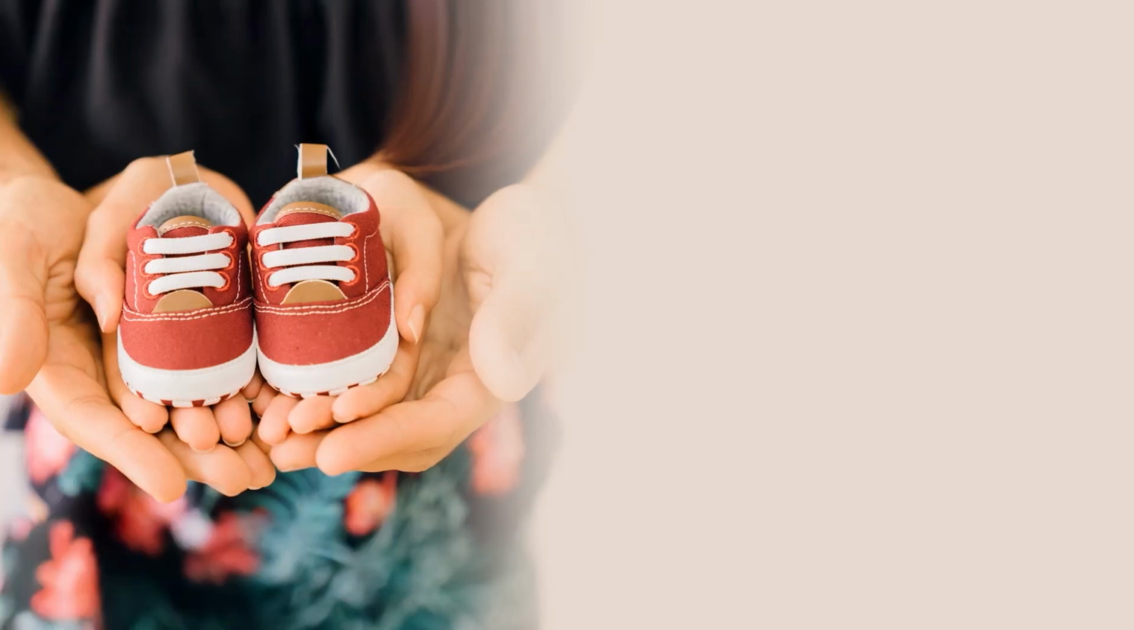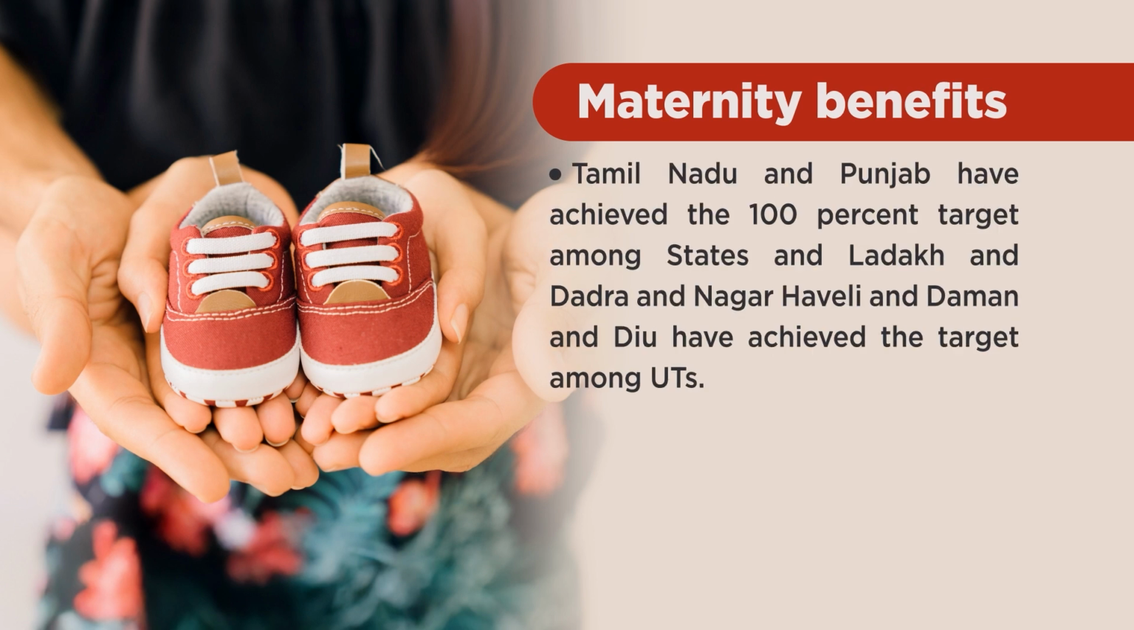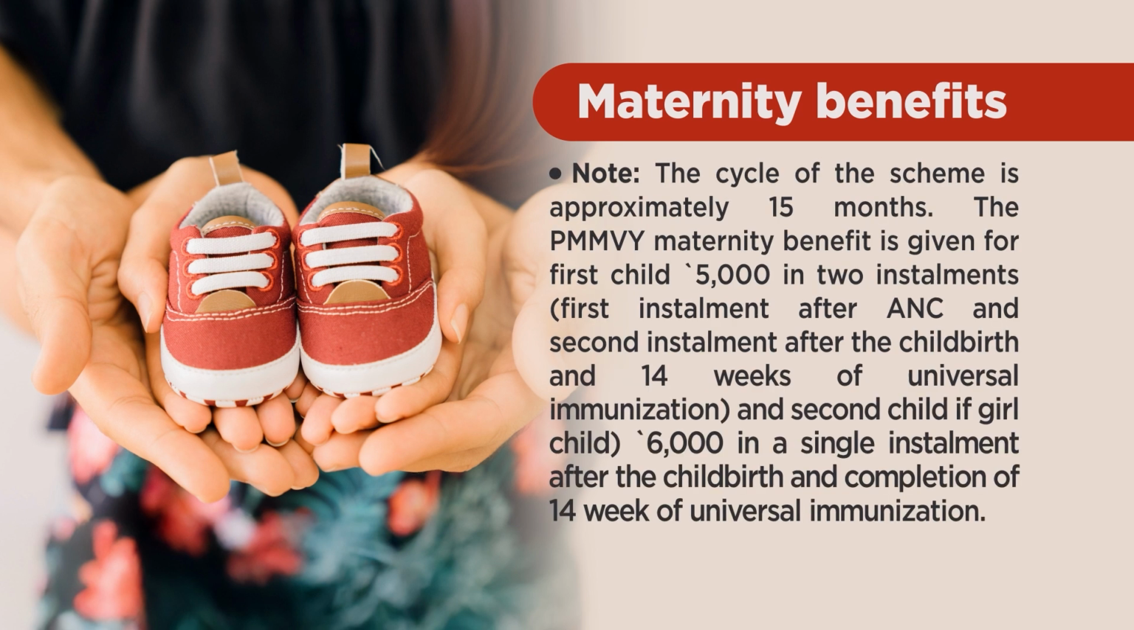98.99%. When we look into maternity benefits, Tamil Nadu and Punjab have achieved the 100% target among the states. Ladakh and Dadra and Nagar Haveli and Daman Diu have achieved the target among the Union Territories. When you look at this maternity benefit, the cycle of the scheme is approximately 15 months, right?